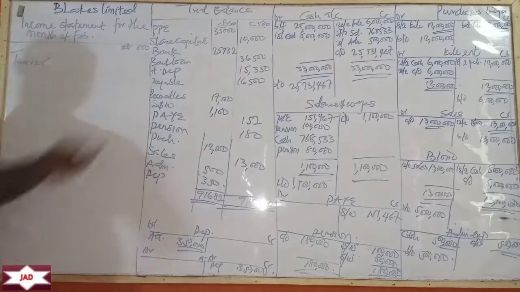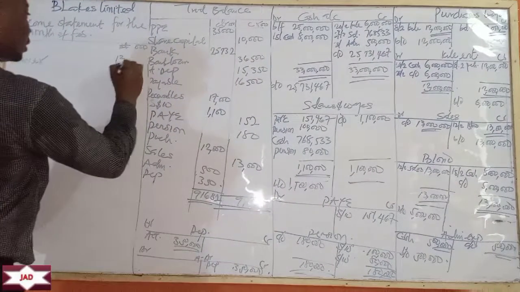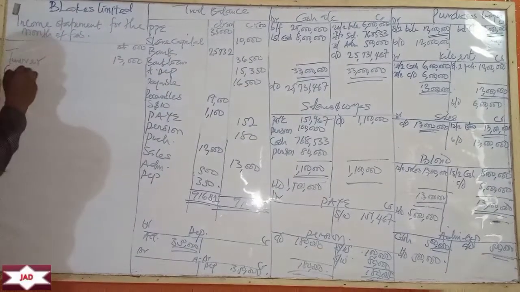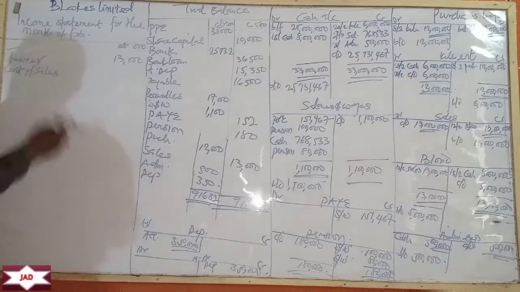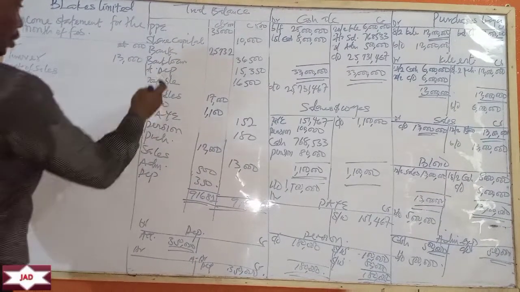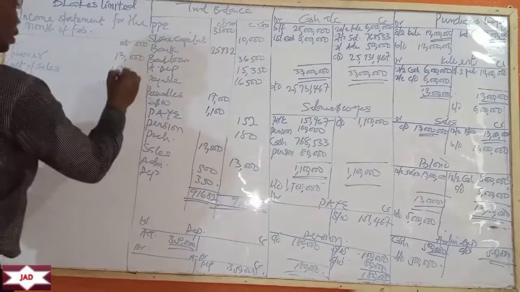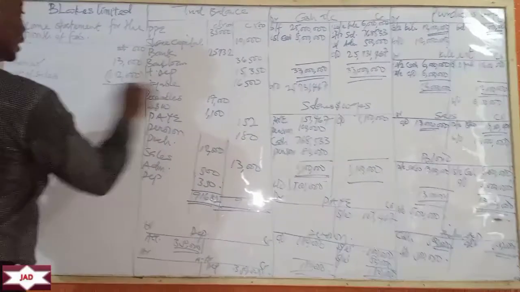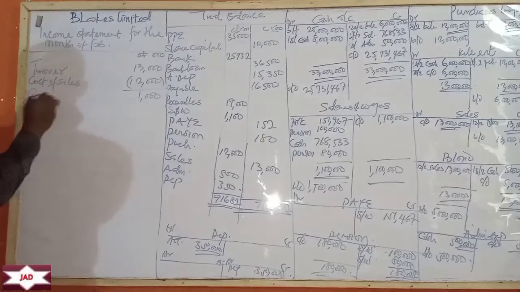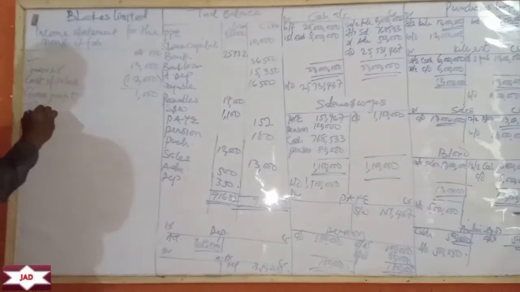Turnover here, I can see sales. What was the sales? 13 million. Cost of sales here, which is your purchases. According to this question, what's your purchases? Purchases here, 12 million. So if you take this out, what do you have? 1 million. So this is your what? Gross profit.